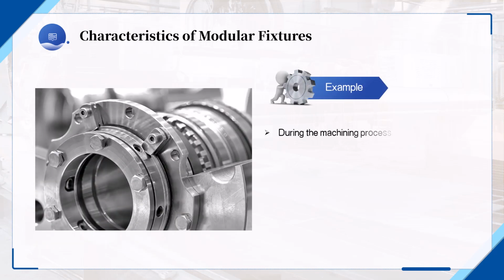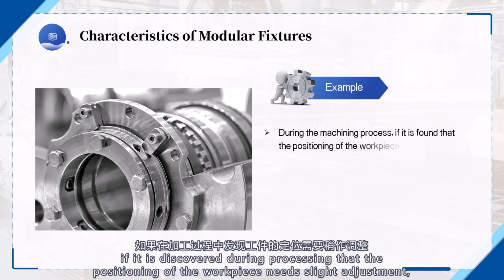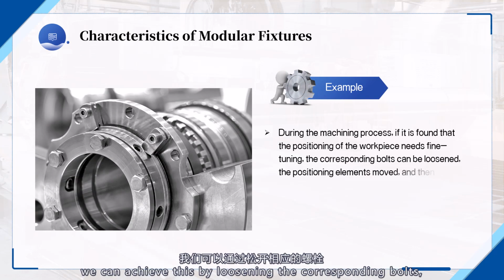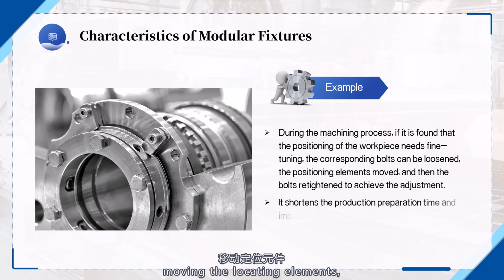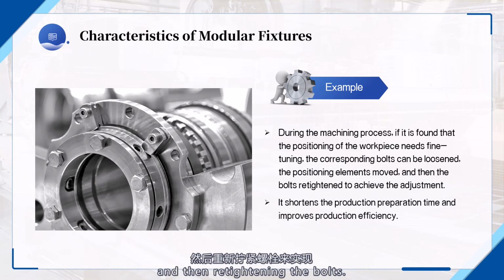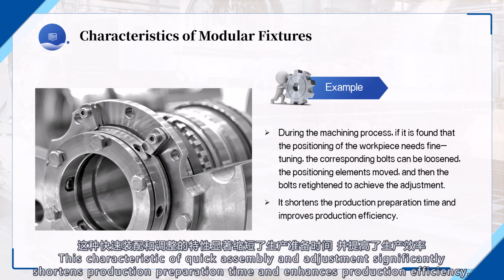For example, if it is discovered during processing that the positioning of the workpiece needs slight adjustment, we can achieve this by loosening the corresponding bolts, moving the locating elements, and then retightening the bolts. This characteristic of quick assembly and adjustment significantly shortens production preparation time and enhances production efficiency.